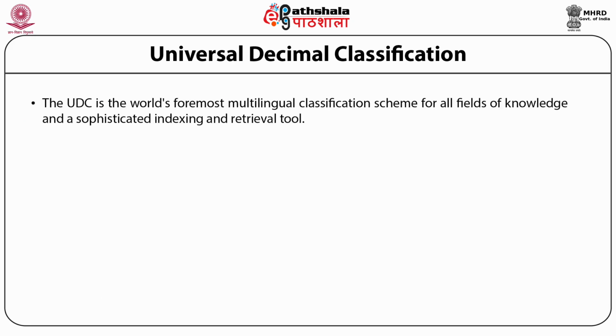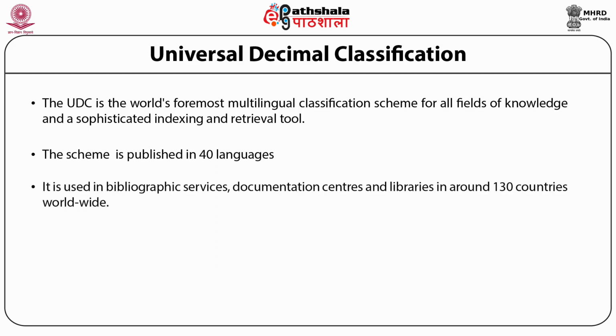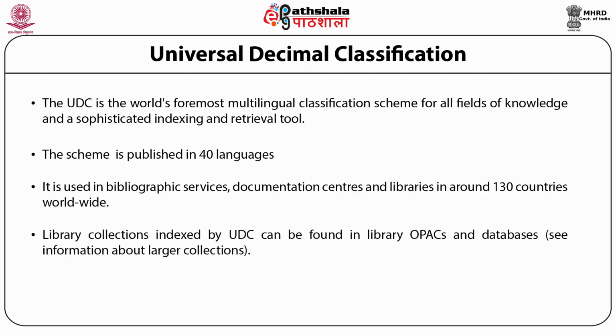The UDC is the world's foremost multilingual classification scheme for all fields of knowledge and a sophisticated indexing and retrieval tool. The scheme is published in 40 languages. It is used in bibliographic services, documentation centers and libraries in around 130 countries worldwide. Library collections indexed by UDC can be found in library OPACs and databases. In fact, the majority of the science libraries prefer to use the UDC.